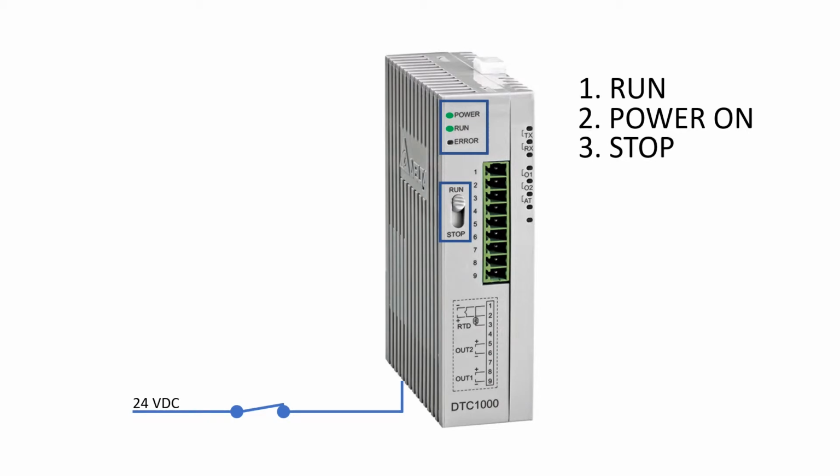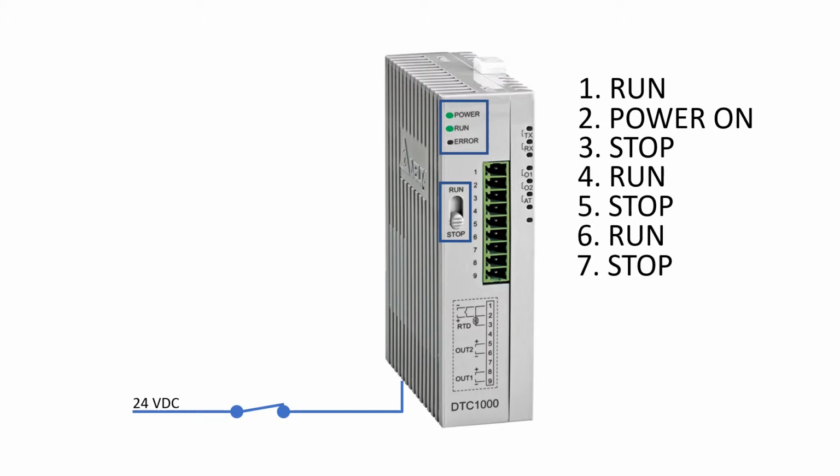Switch to stop and wait for the run indicator to extinguish. Repeat the run stop action 2 more times. After the third switch to stop, the run indicator will remain on and the error indicator will illuminate.